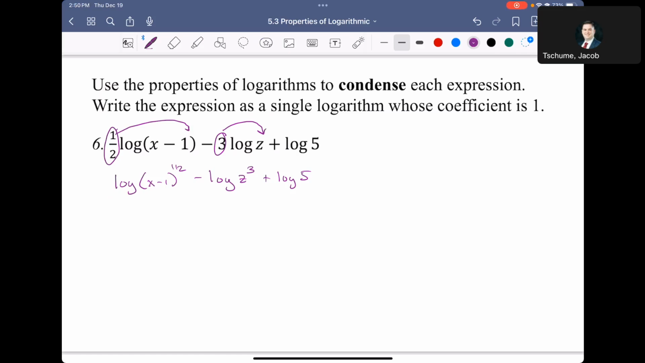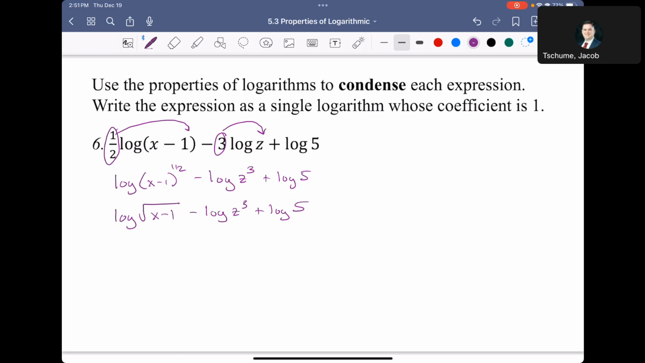Now, z cubed can't be simplified any further, so I'm not worried about that term, but that first term, x minus 1 to the 1/2. Similar to the last problem where we said the 1/3 power would be a cube root, anytime we see a 1/2 power, that's the same thing as a square root. So I can rewrite that first term as the square root of x minus 1, while everything else will remain the same.